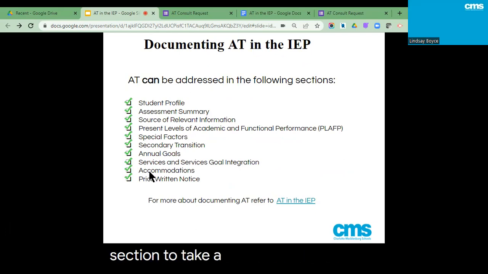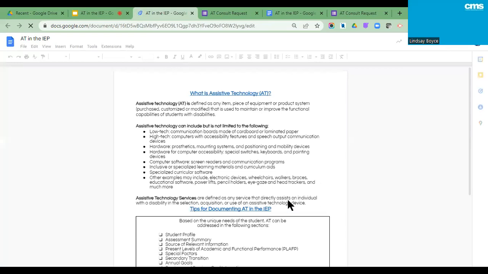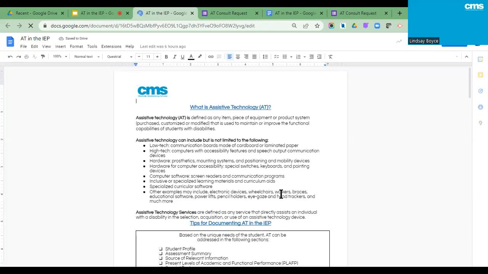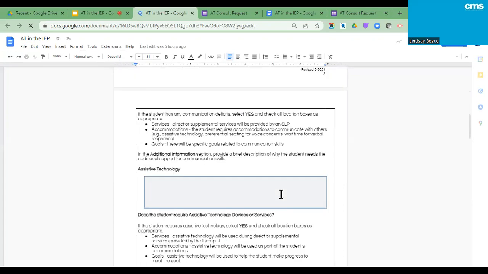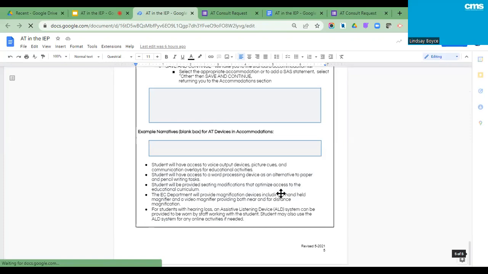To take a deeper dive in how to document AT in the IEP, reference this document. It goes into more detail about what AT is and provides tips on how to include it in different areas of the IEP. My favorite part of this document is at the very bottom. It provides specific examples of how to write the narrative section for different areas of support.